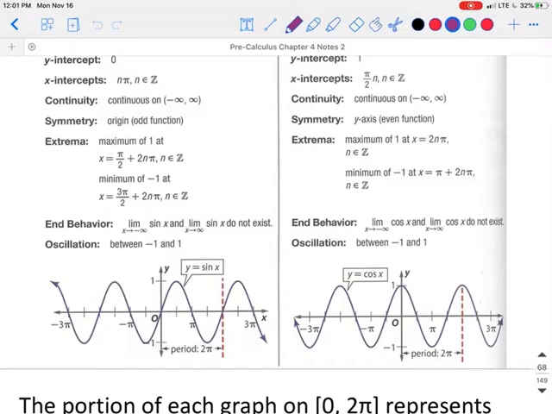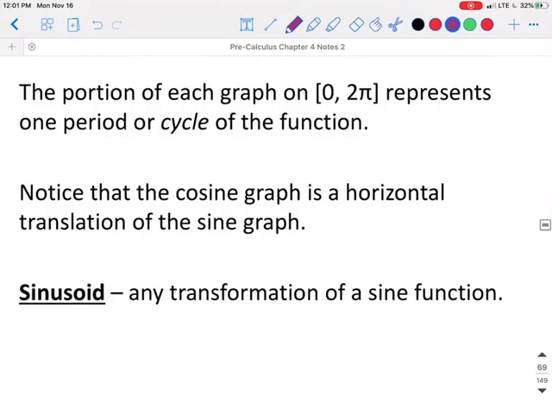The difference is, for the sine graph, you are going to start at 0, 0, and then you go to a high point, midpoint, low point, midpoint. Cosine, they're just picking it up and shifting it to the left. So instead of starting at 0, 0, you're going to start at 0, 1 as your high point. Then you go to midpoint, low point, midpoint, high point. But the graphs look exactly the same, just cosine has been shifted over. So any transformation of the sine function is called a sinusoid.